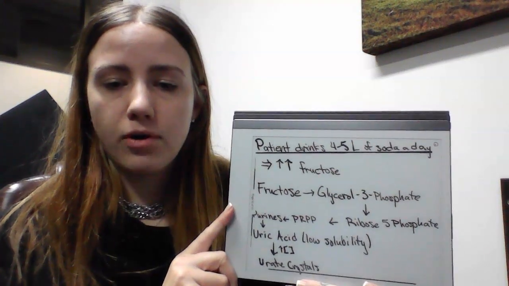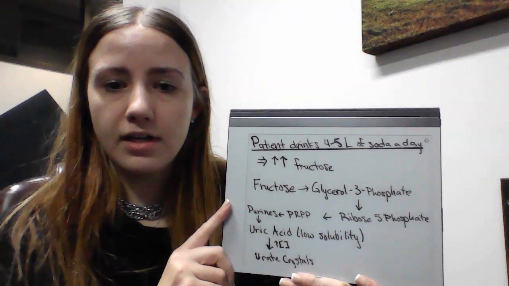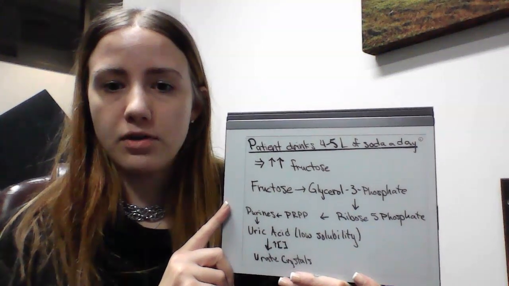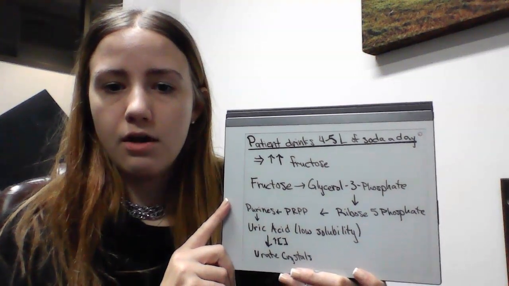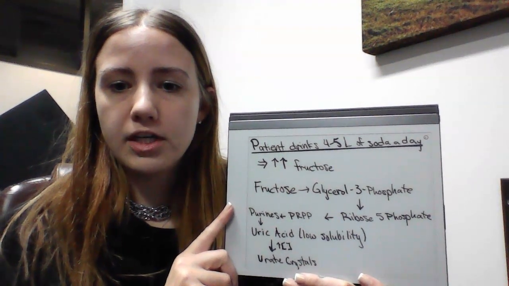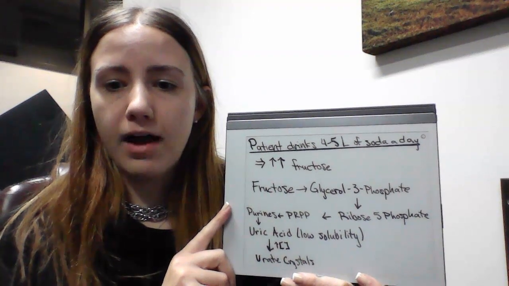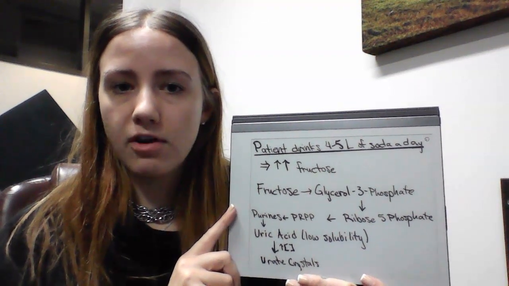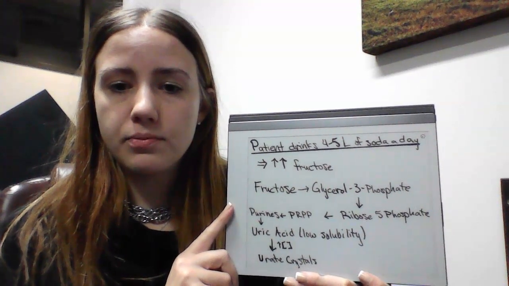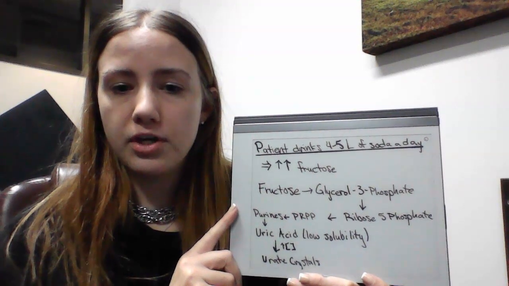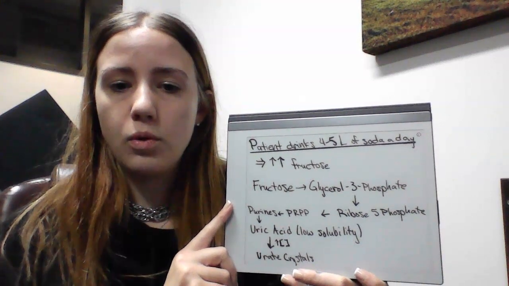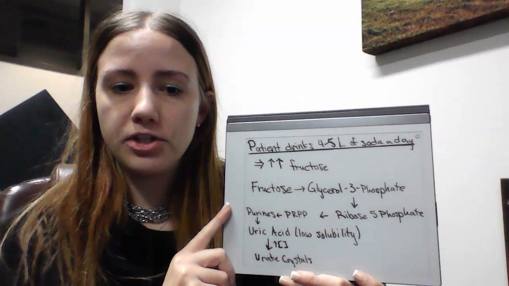The patient then informed us that he drinks 4 to 5 liters of soda a day. This means that he has a high fructose intake because soda is high in fructose. Fructose is metabolized into glycerol 3-phosphate, which can be used to produce ribose 5-phosphate in the pentose phosphate pathway. This ribose 5-phosphate can be used to produce the 5-carbon activated sugar PRPP, which is used to produce purine nucleotides, which, as discussed, are degraded into uric acid.